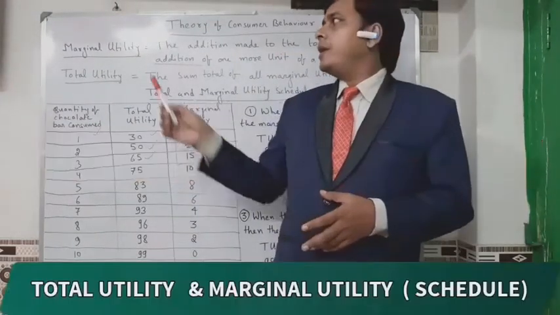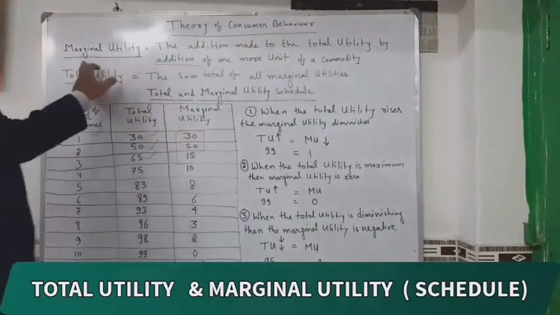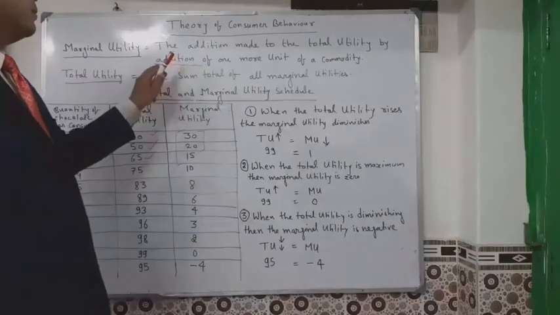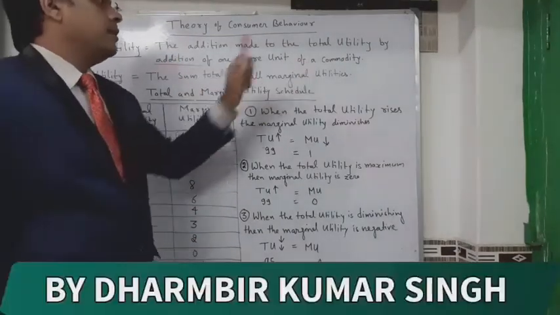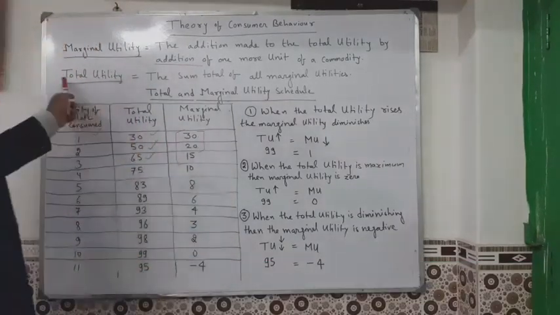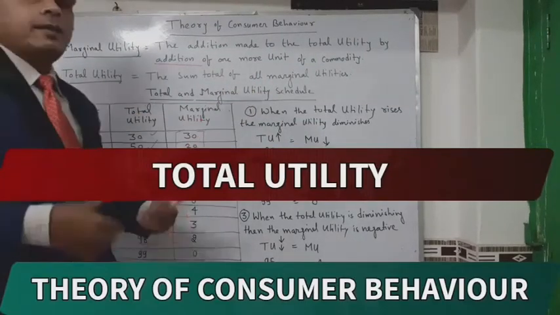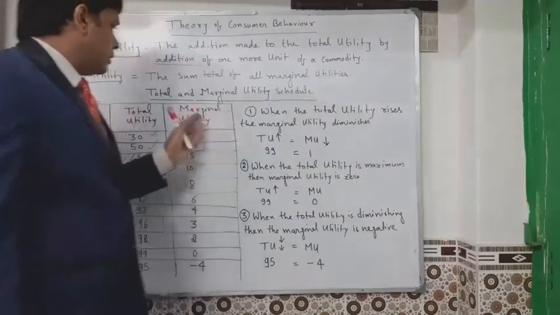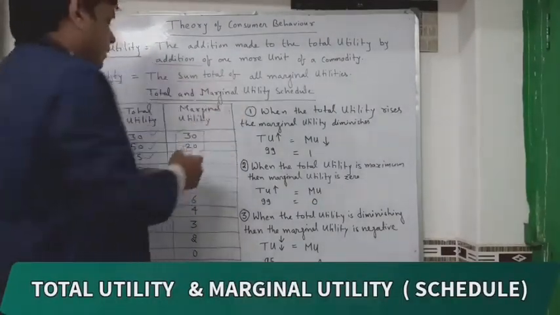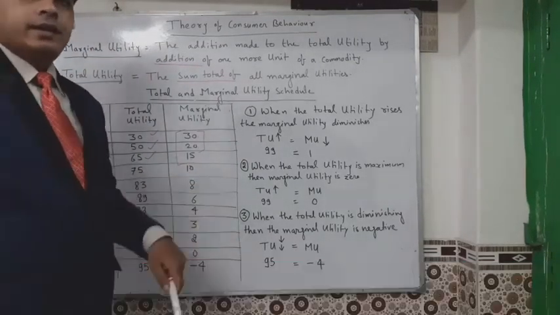In addition, I am writing this on the board. Please see it. Marginal utility: the additional utility made to the total utility by the addition of one more unit of a commodity. Total utility is the sum total of all marginal utilities. Which type of sum total? I am going to discuss this through this table. Then you can understand very easily.